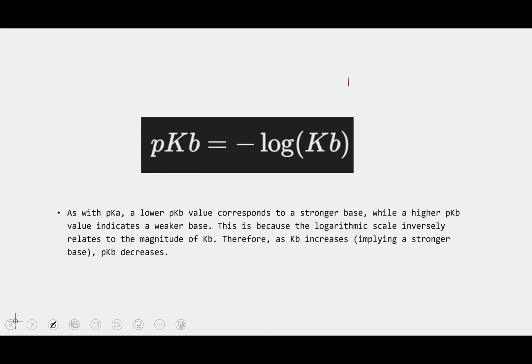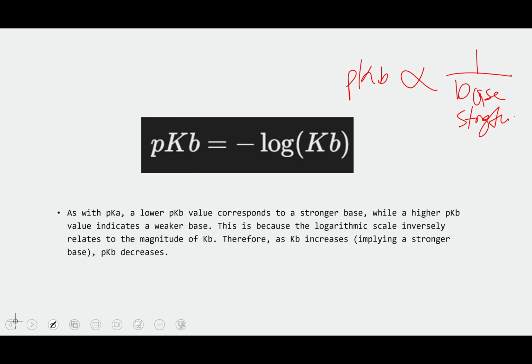And pKb now would be inversely proportional to the base strength. So that's what we're having here, inversely proportional. Lovely. So just keep that in mind. Ka is directly proportional to acidity. Kb is directly proportional to basicity. pKa is inversely proportional to acidity, and pKb is inversely proportional to basicity.